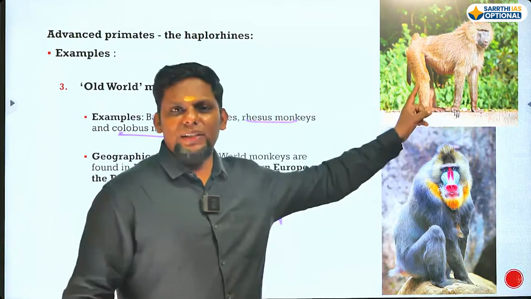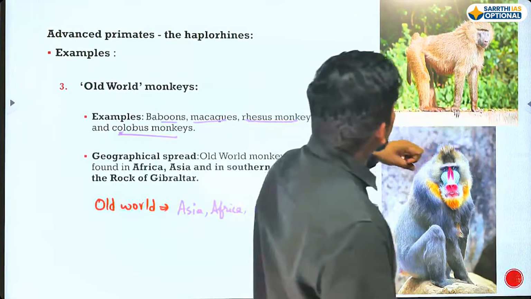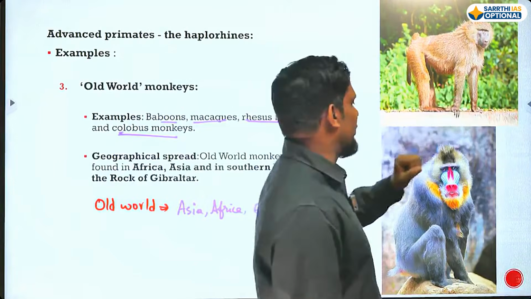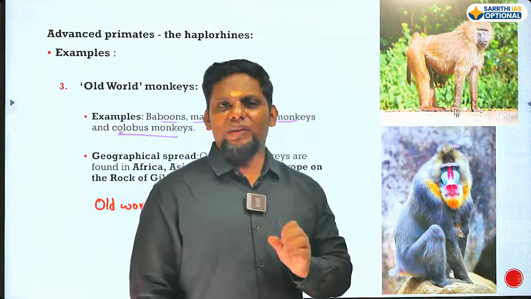So at the top, what you see here is a baboon, a particular type of baboon. And I think this particular baboon is an olive baboon. Okay, but this is a baboon. Another one is a baboon. And this one actually is a mandrill. Have you heard of a mandrill?